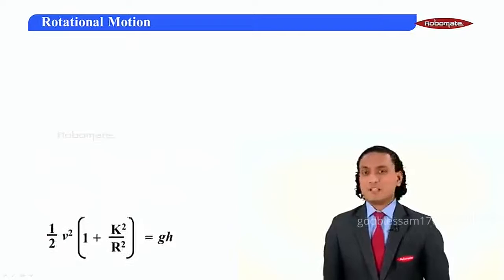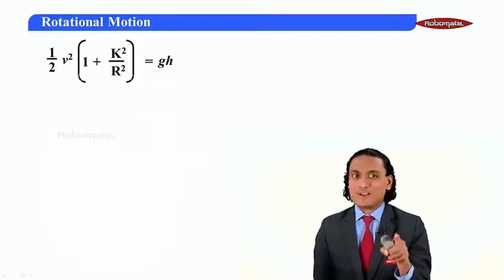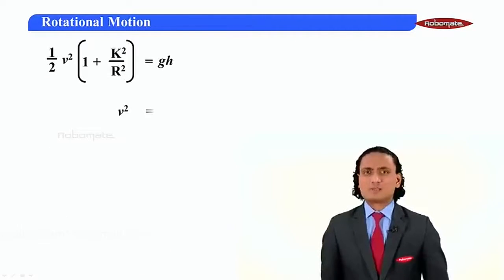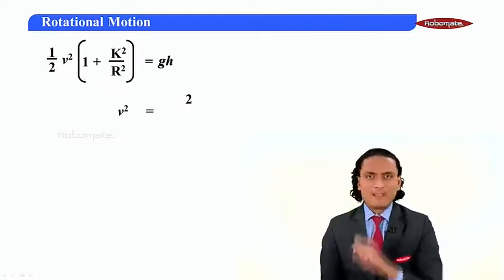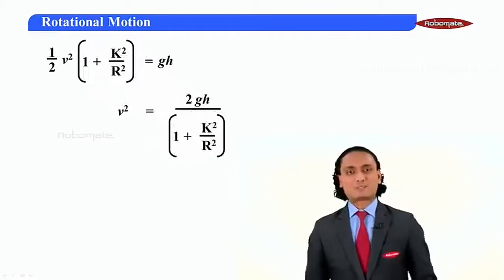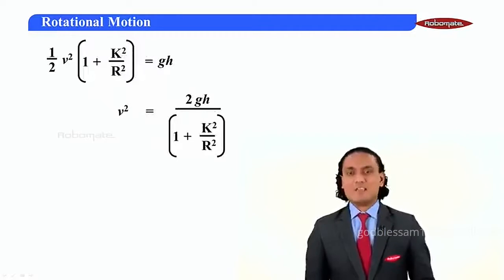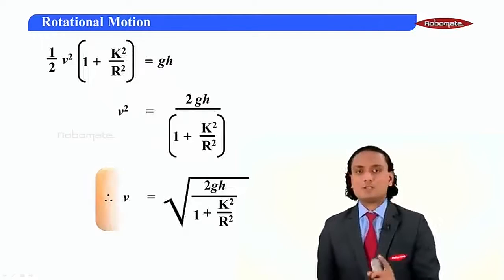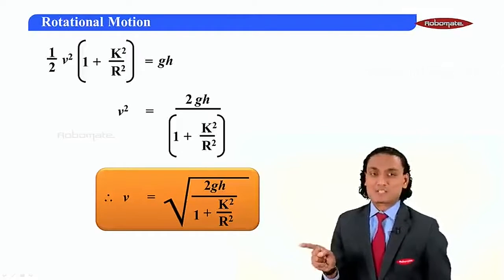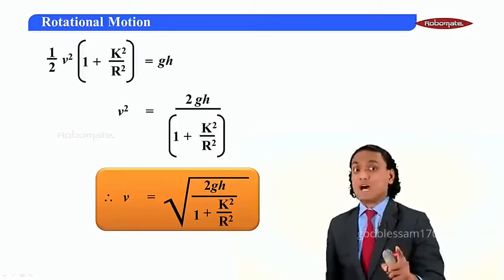Now students, we are coming very close to the expression. What do we need to find out? We need to find the linear velocity v. So we can get v square first. V square will be 2gh upon 1 plus k square by r square. This is your v square. Can you find v? Yes, v will be root of 2gh upon 1 plus k square by r square. So this is the expression for linear velocity of the solid sphere rolling down the inclined plane without slipping.